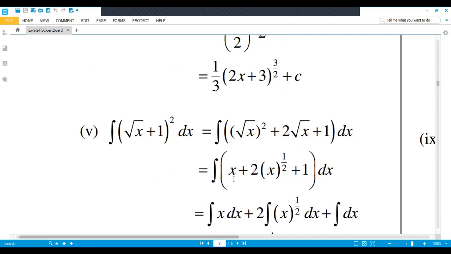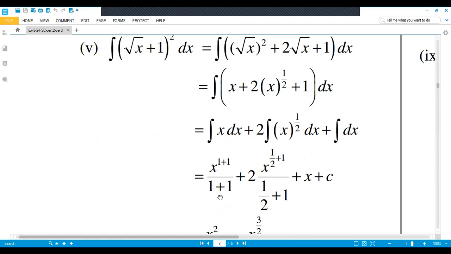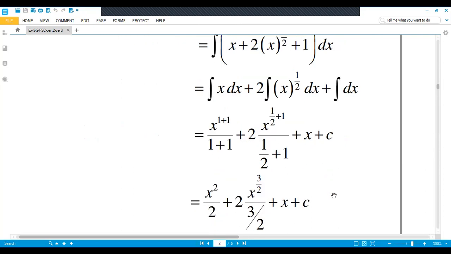Now you integrate: integration of x plus 2 into integration of x power 1 over 2 plus integration of 1. Integration of a constant number, x will come. So x power 1 plus 1, the same power will come in the denominator. Here x power 1 over 2 plus 1, and 1 over 2 plus 1 similarly comes in the denominator, and the integral of 1 is x plus c, the constant of integration.